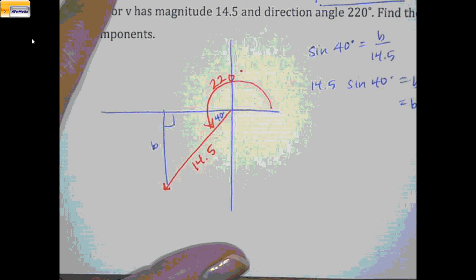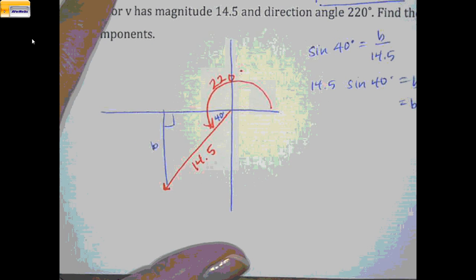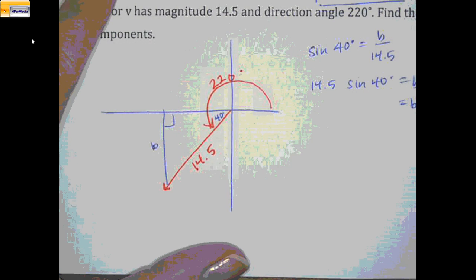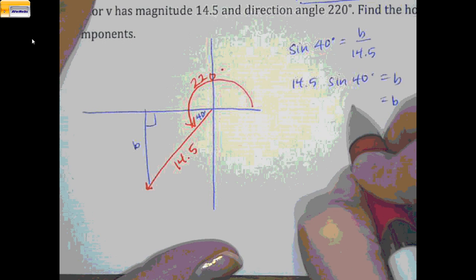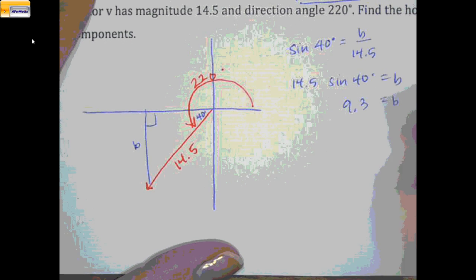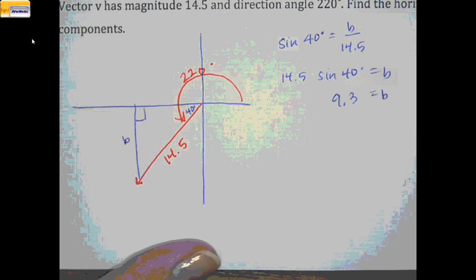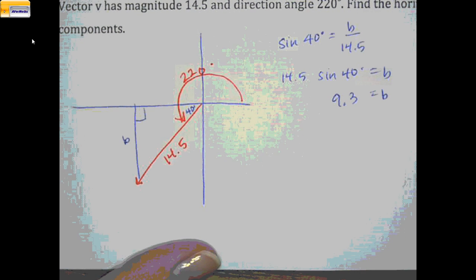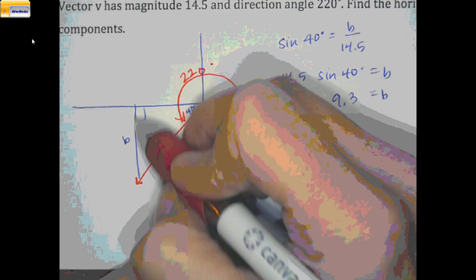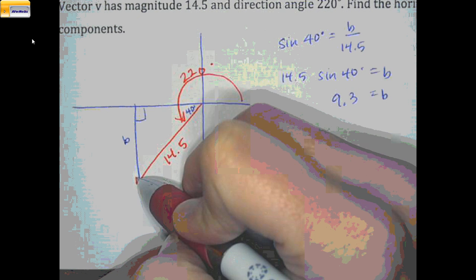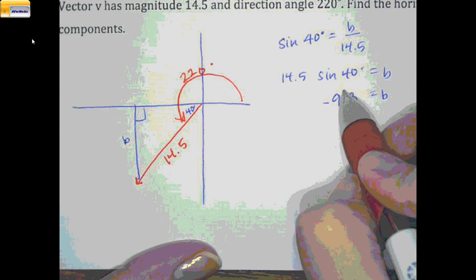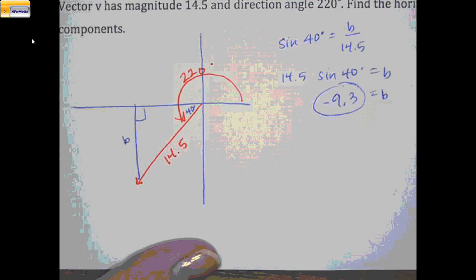And what do we get? 9.3. However, we're only almost there. What did we forget? Didn't you have to go down? So it's negative. Watch your positives and negatives, friends.